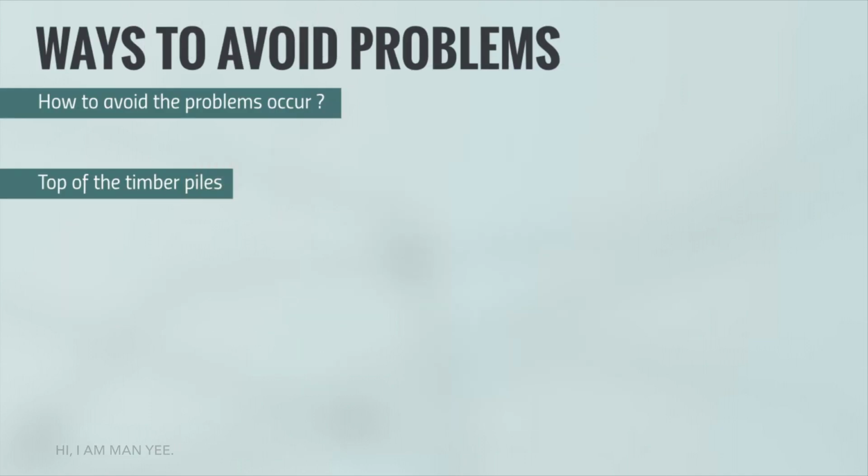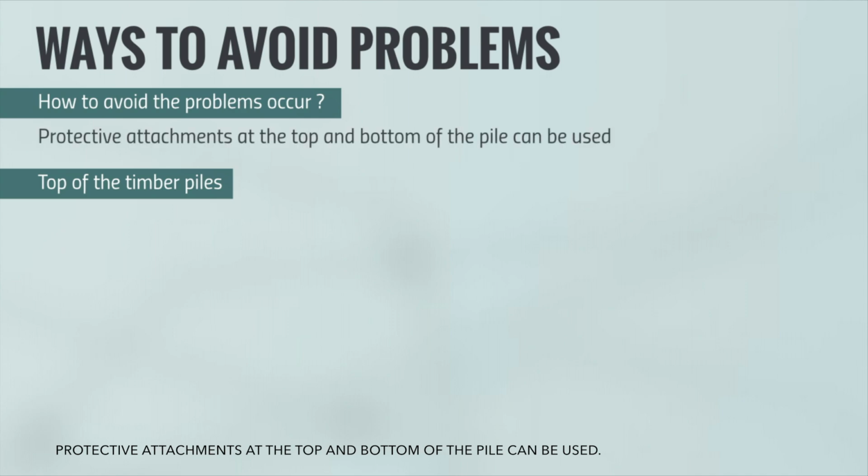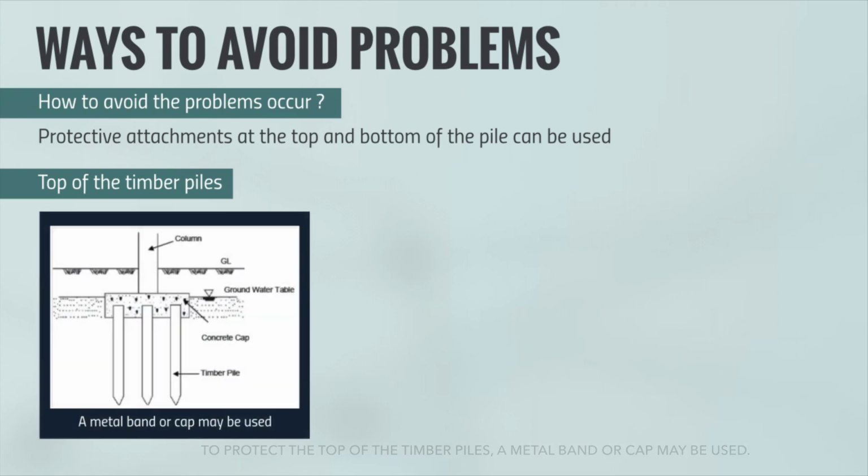Hi, I'm Manyi. As mentioned earlier, if the timber piles are not cared for well, most of the effect that will happen will be splitting of the timber. To avoid some of these problems, protective attachments at the top and bottom of the pile can be used. To protect the top of the timber piles, a metal band or cap may be used.